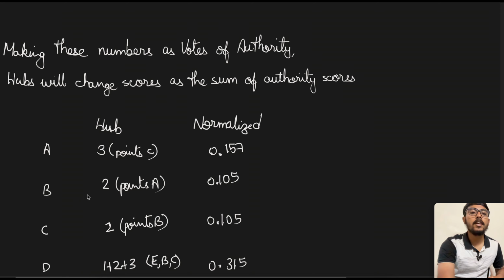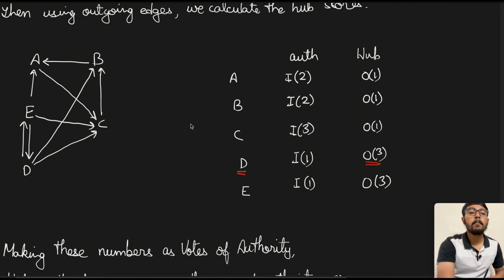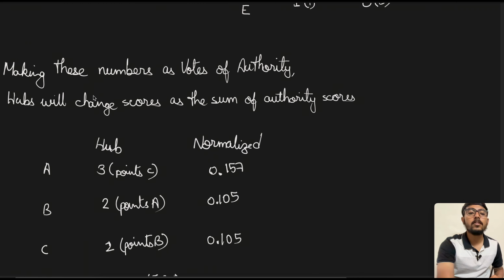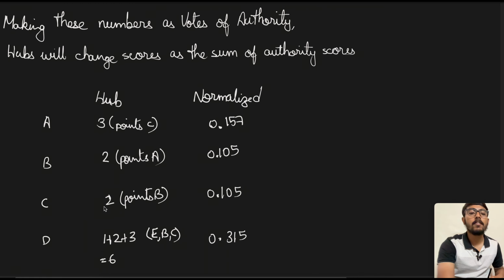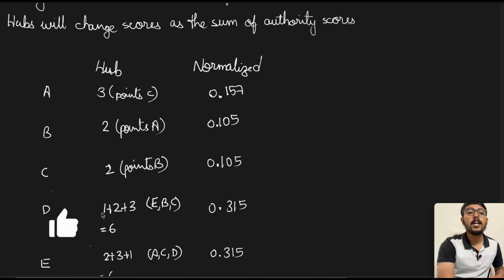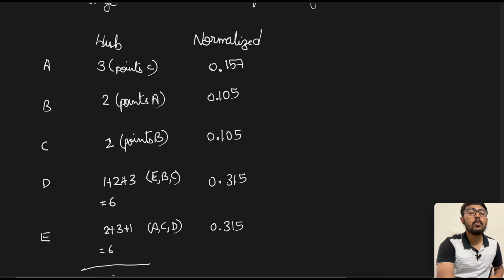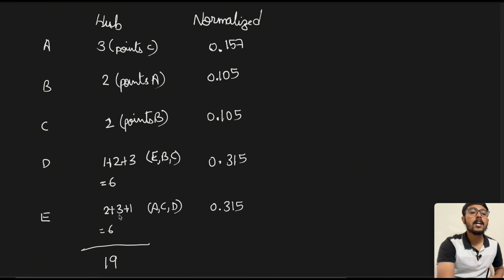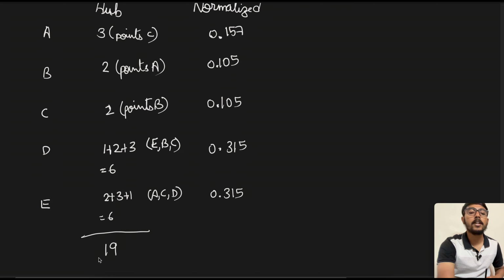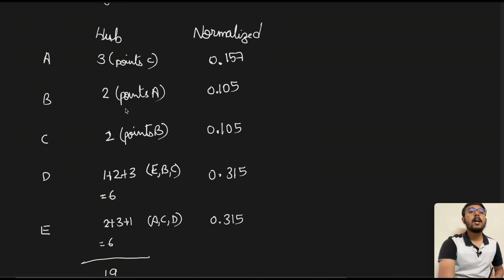Now for B, if we look at it, B points to A and A has authority score 2, right? So it will be leveraged into B's hub score. So then B has 2. Similarly for the rest of it, if we come to D, D points to E, B and C, which sum up to 1 plus 2 plus 3, 6. So then we do like this for all the 5 nodes and then sum it up, which comes out to be 19, right? Now we have the hub scores and we have the sum.